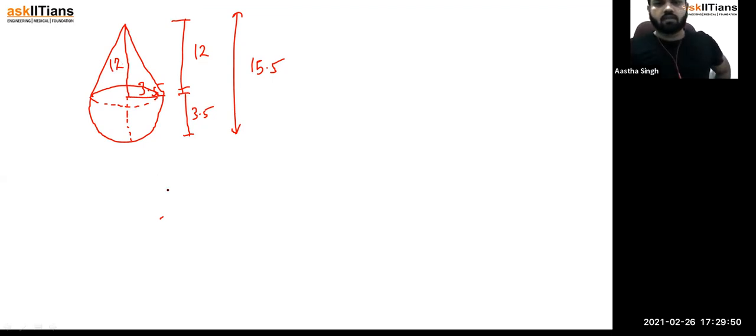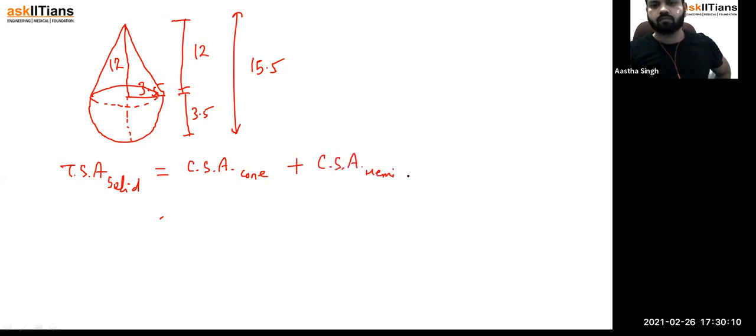Okay, guys. So just calculate the total surface area of the solid. It will be equal to the curved surface area of the cone plus the curved surface area of the hemisphere. The curved surface area of your cone will be equal to pi R L, and the curved surface area of the hemisphere will be equal to 2 pi R square.